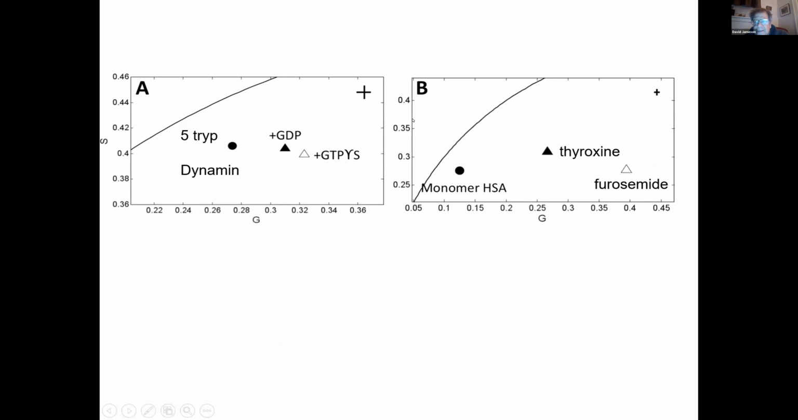Here we see some work. I do a lot of work on dynamin, 5 tryptophans. Here's the dynamin phasor. When you add GDP or GTP, it moves. So you can see you're disrupting the conformation, disrupting 1 or more of those tryptophans. Here's monomeric human serum albumin. When you add thyroxine or furosemide, that moves too.